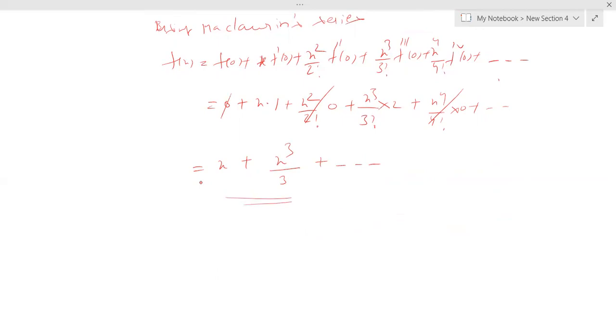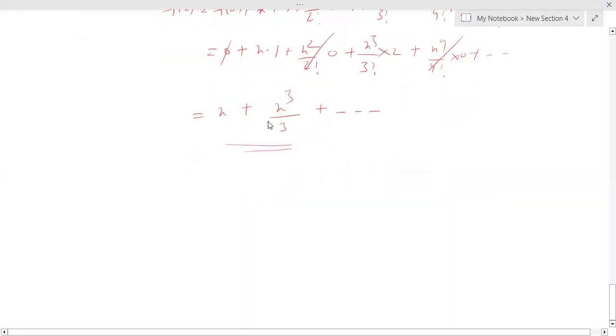Similarly, you can find other trigonometric expansions: cot x, secant x, cosecant x. Most of the time, you must remember sin, cos, tan. These three are very, very important, both the derivation as well as the result.